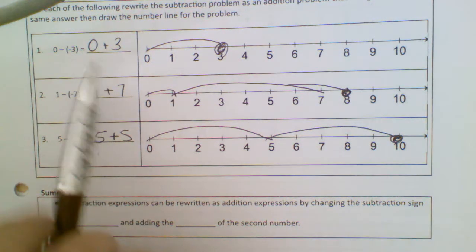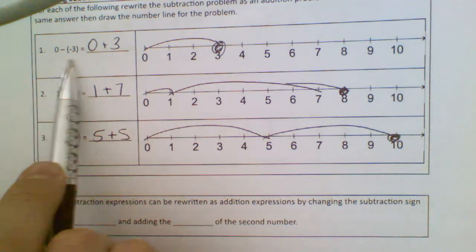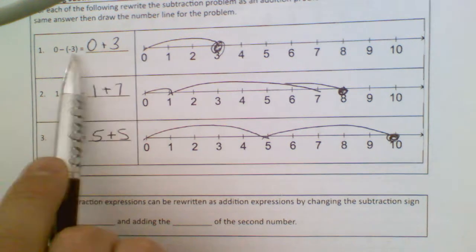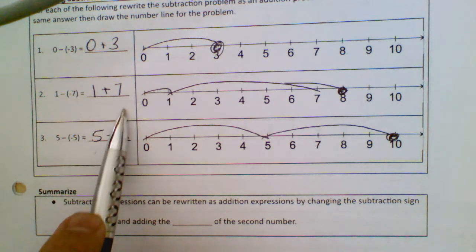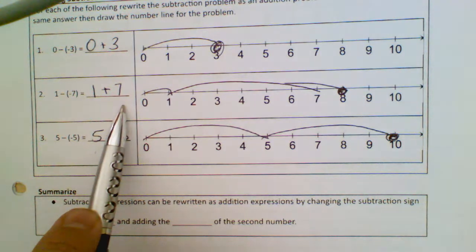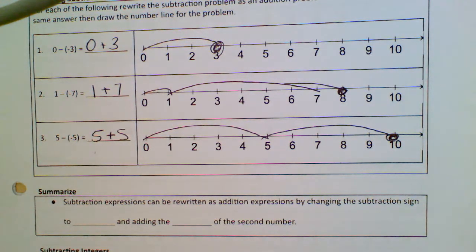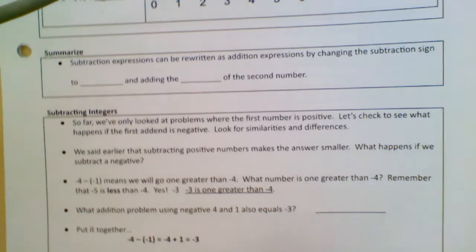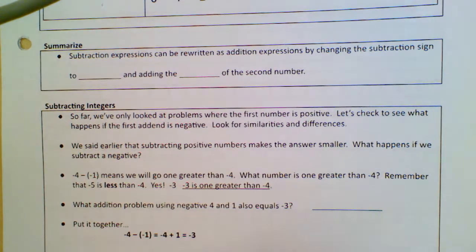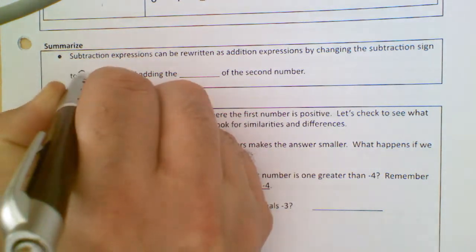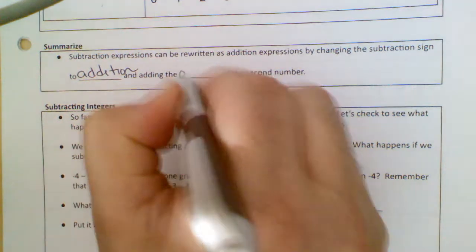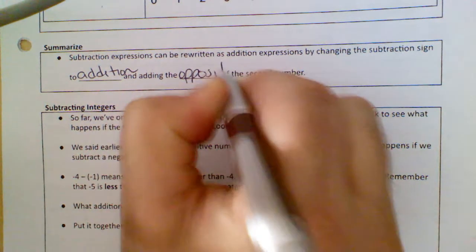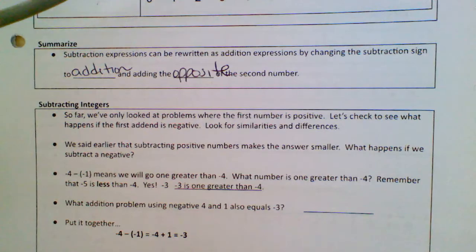What I'm really focusing on is that you can understand that a subtraction problem and an addition problem can equal the same answer, and how we're changing the subtraction to addition and using the opposite of the second number. So subtraction expressions can be written as addition expressions by changing the subtraction sign to addition and adding the opposite of the second number.